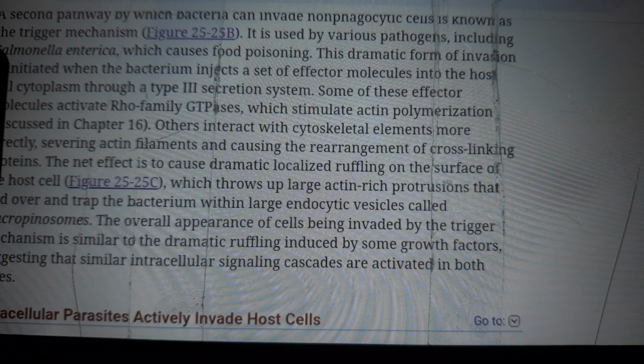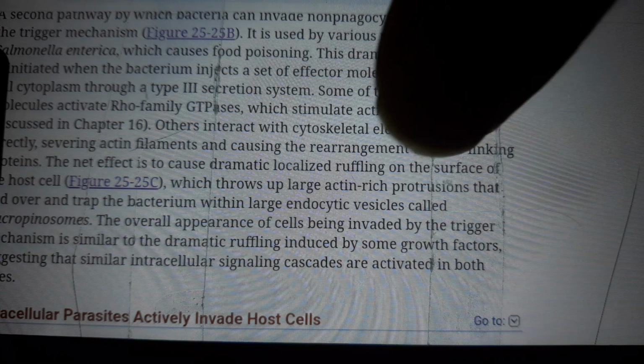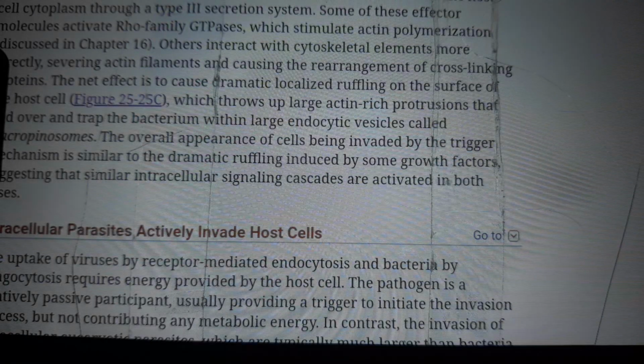And it is used by various pathogens including Salmonella enterica, which causes food poisoning. This dramatic form of invasion is initiated when the bacterium injects a set of effector molecules into the host cell cytoplasm through a type 3 secretion system. Some of these effector molecules activate Rho family GTPases, which stimulates actin polymerization.